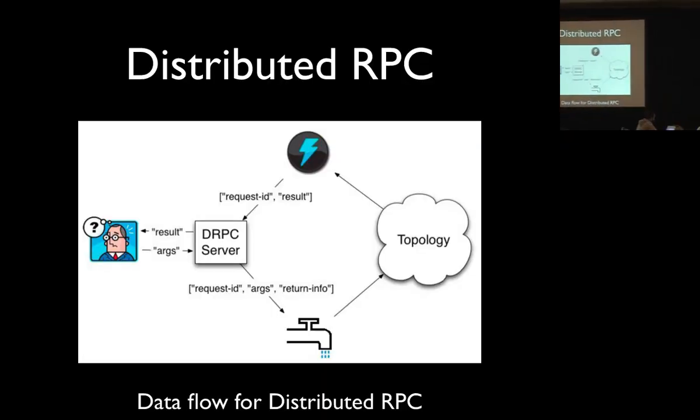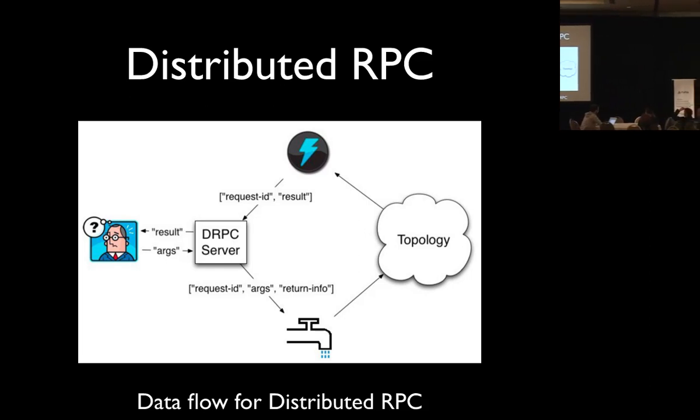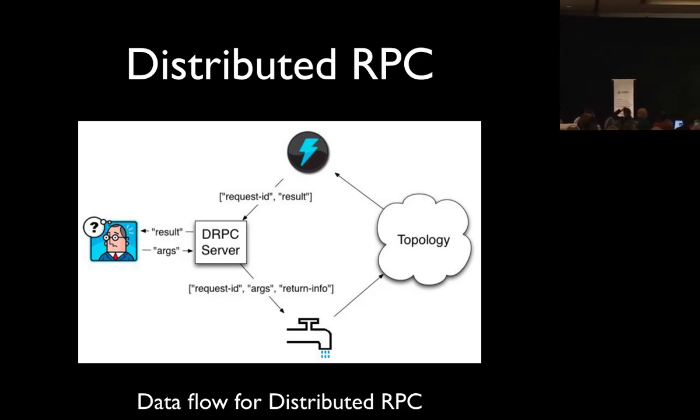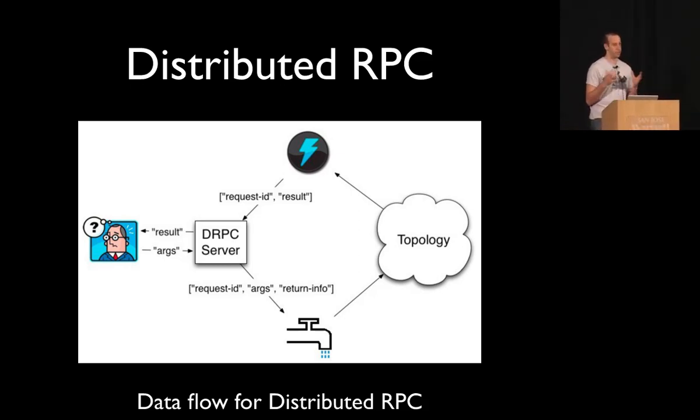Okay, so the next thing I want to talk about is distributed RPC. This is one of the really cool use cases for Storm. Like I was saying in the beginning, the idea behind distributed RPC is you have some really intense function that you want to compute on the fly, but it's too intense for a single machine, so you want to distribute the computation to make it fast.